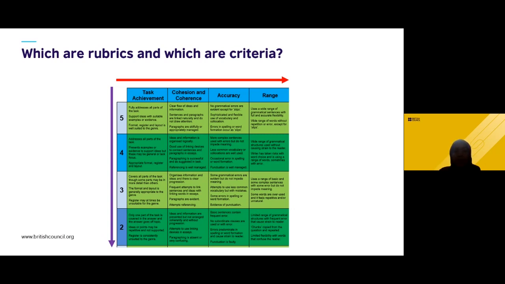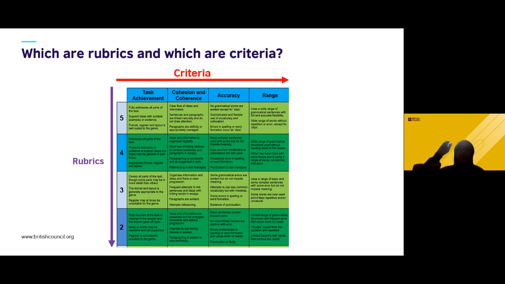Great. So I have the answers. Red is the criteria. Some mentioned that red is the rubric. Others mentioned that the purple stands for rubrics. Well, yes, red is for the criteria and the purple is for the rubrics.